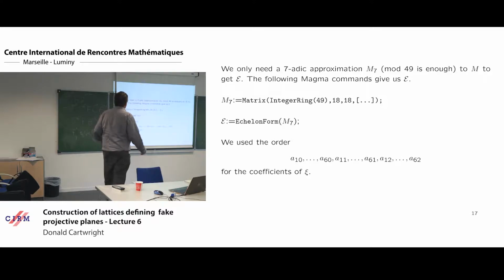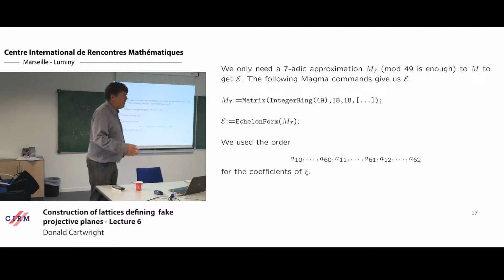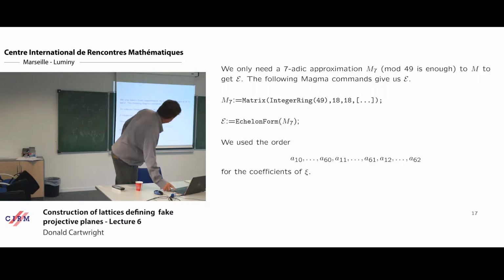So you take M and you take an approximation, mod 49 is enough, and the following Magma command is, you take those approximations, that is a string of 18 by 18, that's 300 and something numbers, and you let M7 be the matrix of approximations, and you issue the command echelon form, and out pops the answer, which is this.